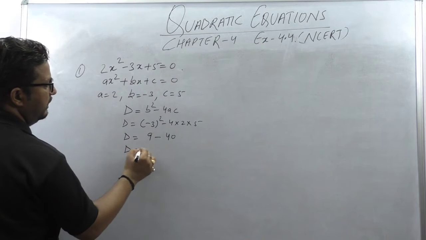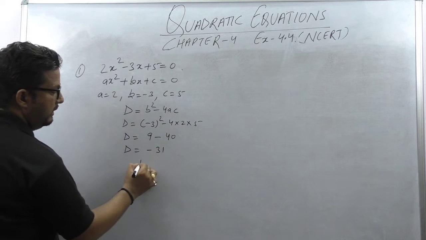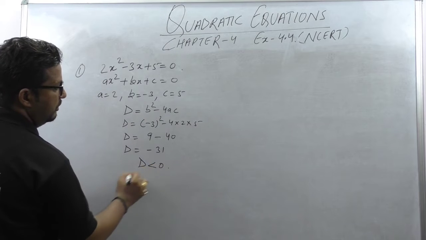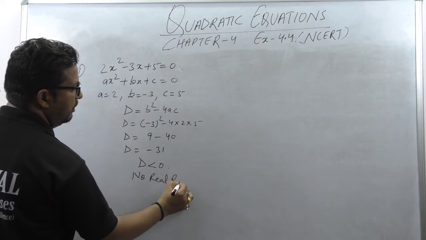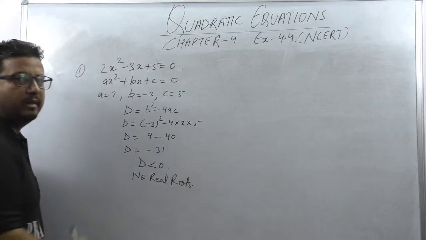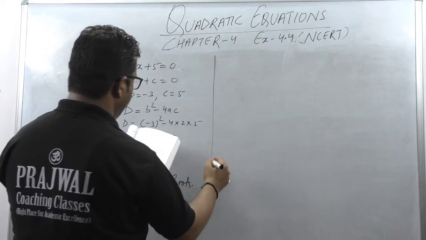So if we subtract this, we are getting -31. Here D is less than 0. So we'll write that the equation has no real roots, because D is coming less than 0. Now see the second part.